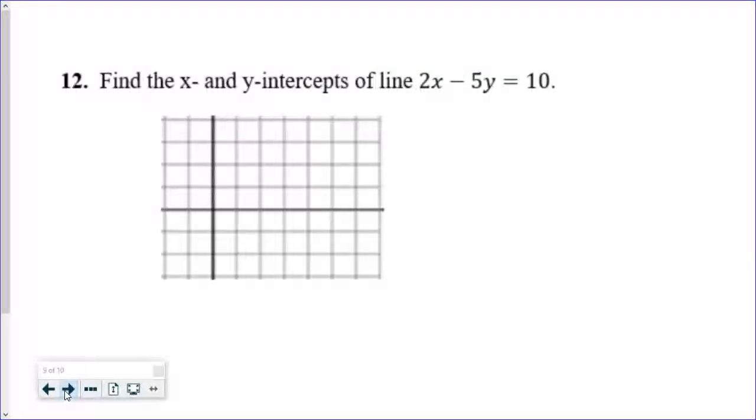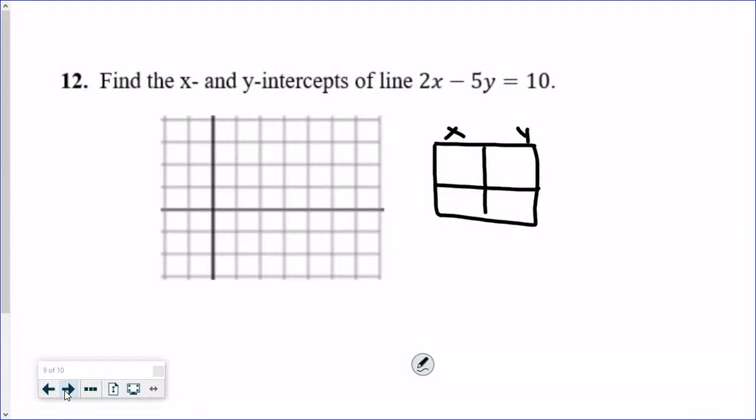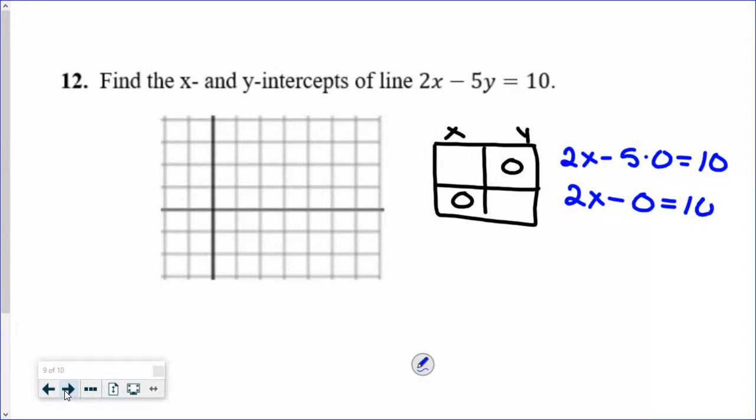Okay, and the X and Y intercepts. Here's just what you're going to do. You're going to make a little table. Okay, and you're going to put a 0 here and a 0 here. The intercepts are just where it crosses the X or the Y axis. So when I put a 0 in for Y in this equation, I get 2X minus 5 times 0 equals 10. So 2X minus 0 equals 10. 2X equals 10. So X equals 5.